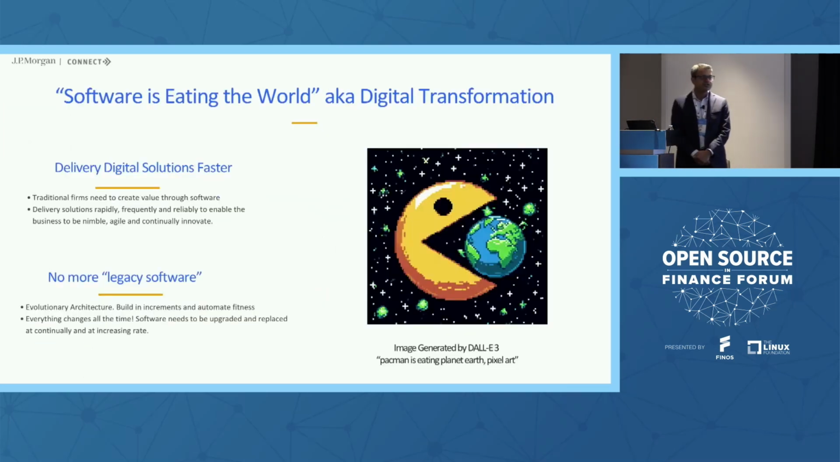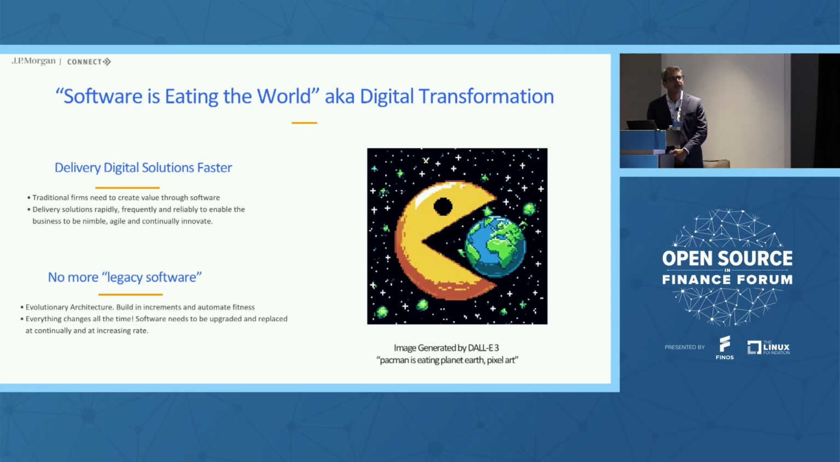So what is driving this and why are we doing this? Silicon Valley says that software is eating the world. In enterprise, we call that digital transformation. What that means is that we want to deliver digital solutions faster. Traditional firms need to create value through software. We want to deliver solutions rapidly, frequently, and reliably to the users. And that enables our business to be nimble and to continually innovate.